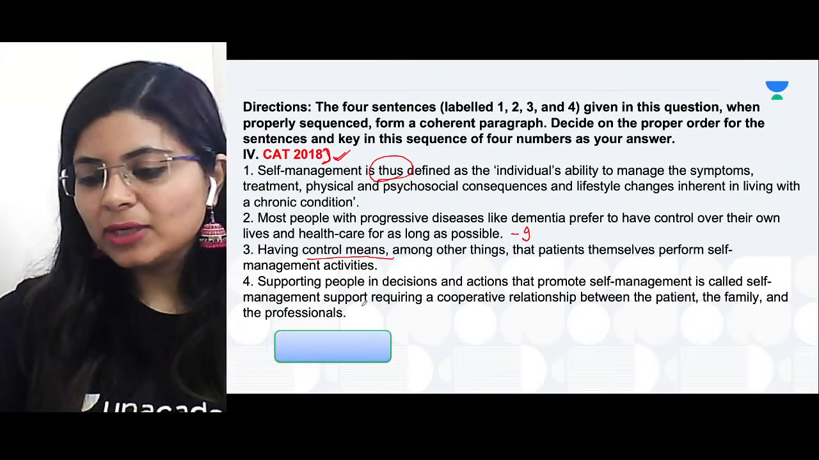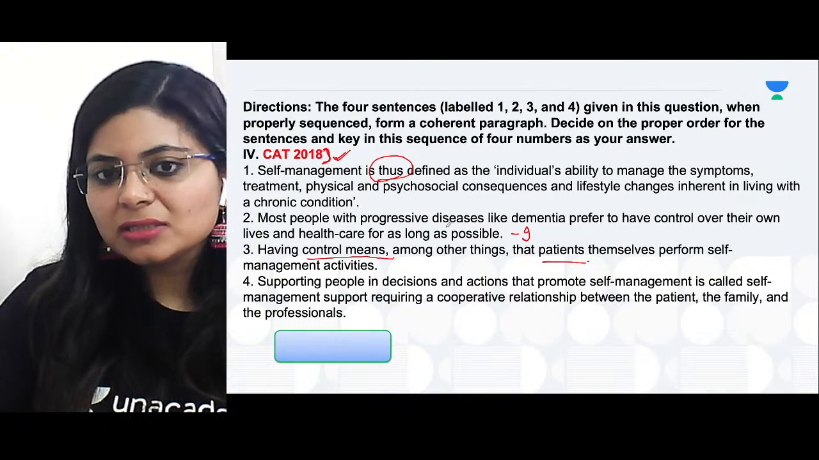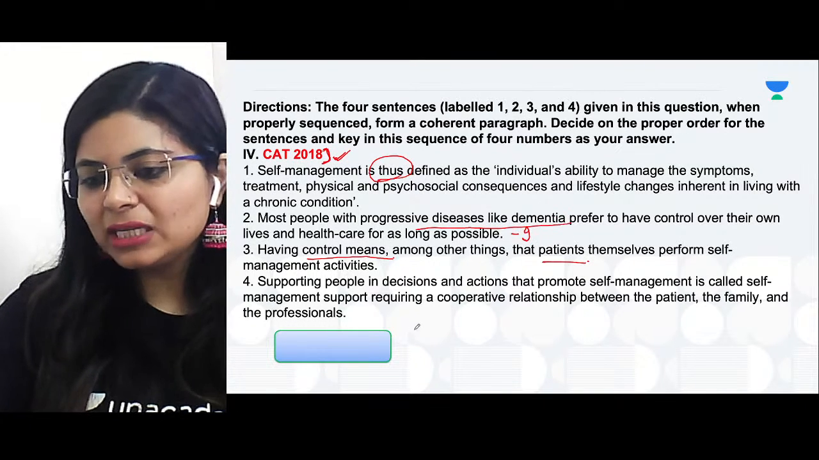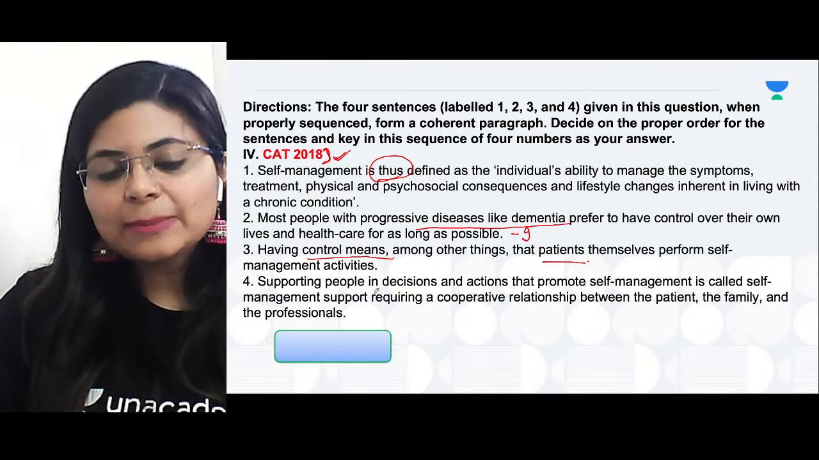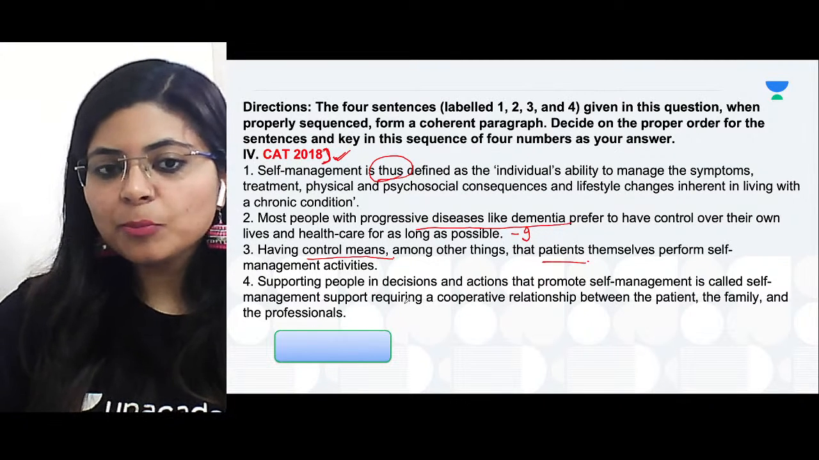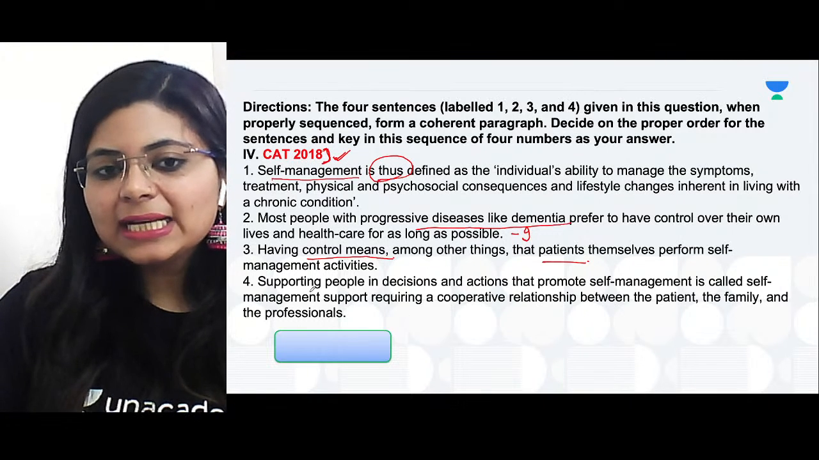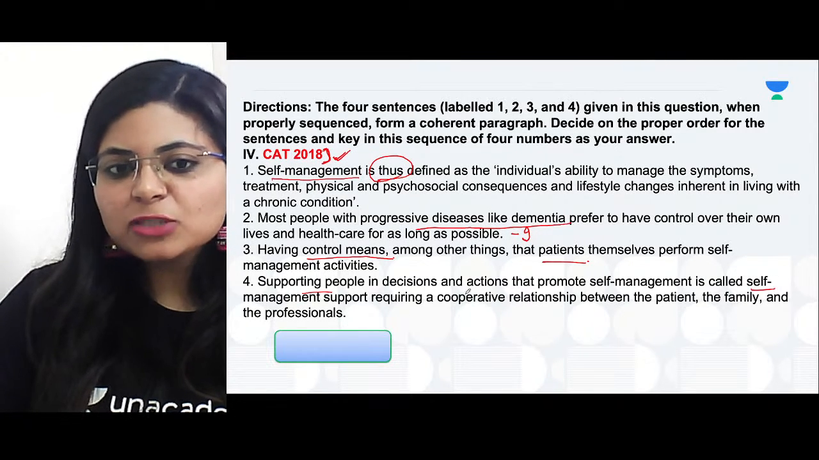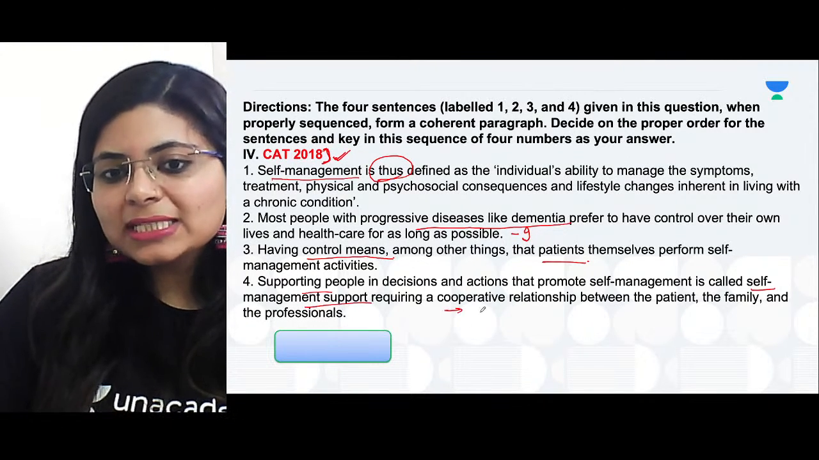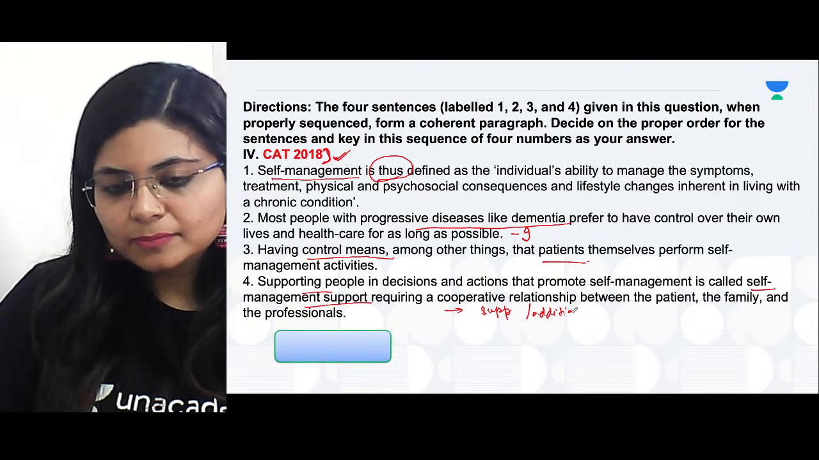Having control means भी समझाया हुआ है, तो ये तो intro नहीं होगा. क्योंकि यहाँ क्या लिखा है? Patients. कौन से patients? Progressive diseases like dementia वाले पे. This is also not the intro. Supporting people in decision actions that promote self-management is called self-management support. Now, if self-management is explained here, is thus लिखा है. फिर यहाँ लिखा है supporting people is known as self-management support. It means fourth is an idea which is supplementary or additional to one.